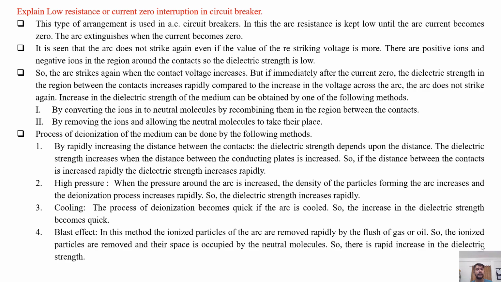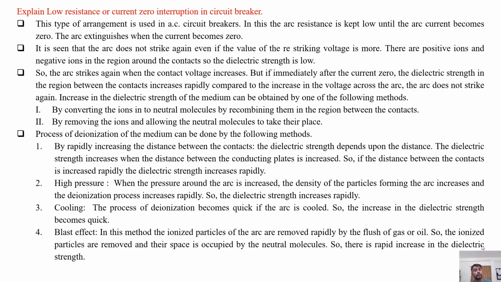One is by increasing rapidly the distance between the contacts. So the dielectric strength depends upon the distance. The dielectric strength increases when the distance between the contacts increases. So the distance between the moving contacts and fixed contacts increases. So the distance between the contacts is increased rapidly, and the dielectric strength increases rapidly. High pressure. When the pressure around the arc is increased, the density of the particles forming the arc increases and the deionization process increases rapidly. So the dielectric strength increases quickly.